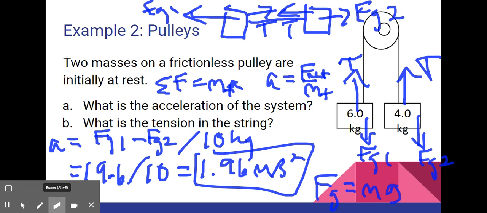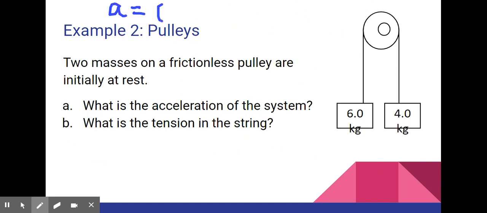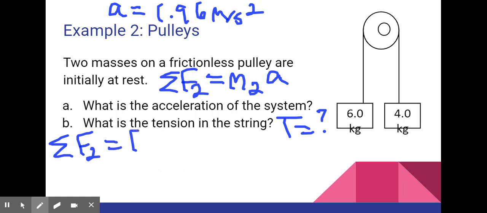I'm going to go ahead and erase this so we can find the tension in the string. 1.96 meters per second squared is our acceleration. Now we're looking for the tension. Remember, we need to use one mass, not both, in order to find the tension. So we're going to look at the sum of the forces acting on mass 2. That would be equal to mass 2 times the acceleration of the system. And the sum of the forces on mass 2 is equal to F2 minus tension. So F2 minus tension is equal to M2 times the acceleration.